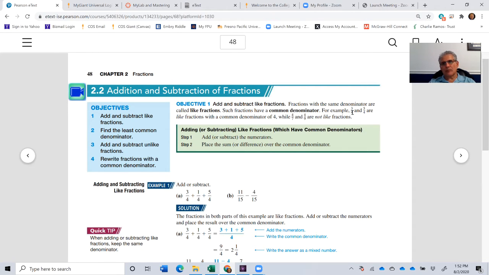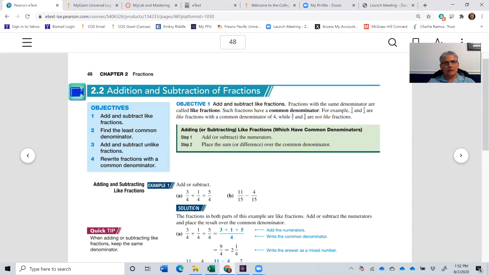So for example, 3/4 and 5/4. Those are two separate fractions, but they are like fractions because they have the same denominator. Now, when you want to add or subtract like fractions, it's relatively easy. You're going to add or subtract the numerators and place the sum or difference over the common denominator.